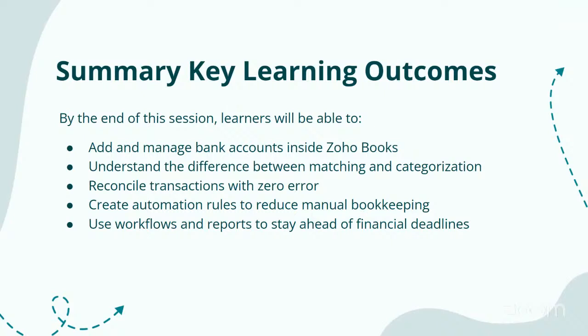Thank you all for staying engaged and participating today. We've now completed session 4, banking and automation, and you are well on your way to becoming a Zoho Books power user. Coming up in session 5, inventory and reporting, we'll cover stock tracking, FIFO versus weighted average, bundling, and how every action flows into core reports like profit and loss, balance sheet, and trial balance.